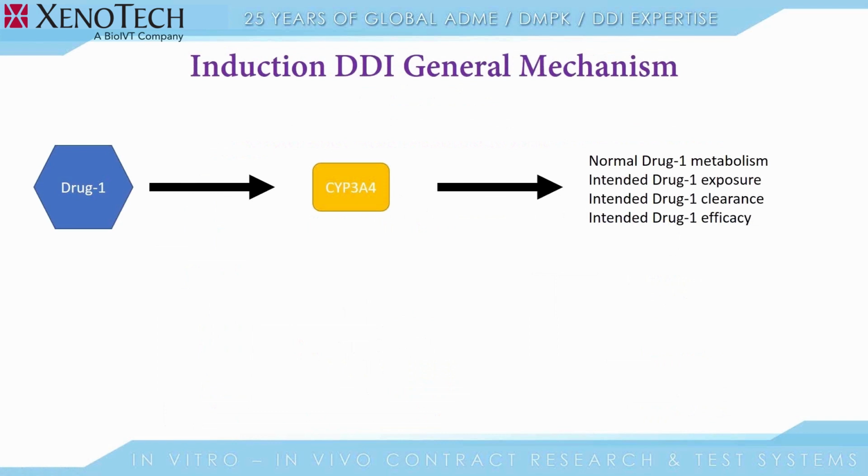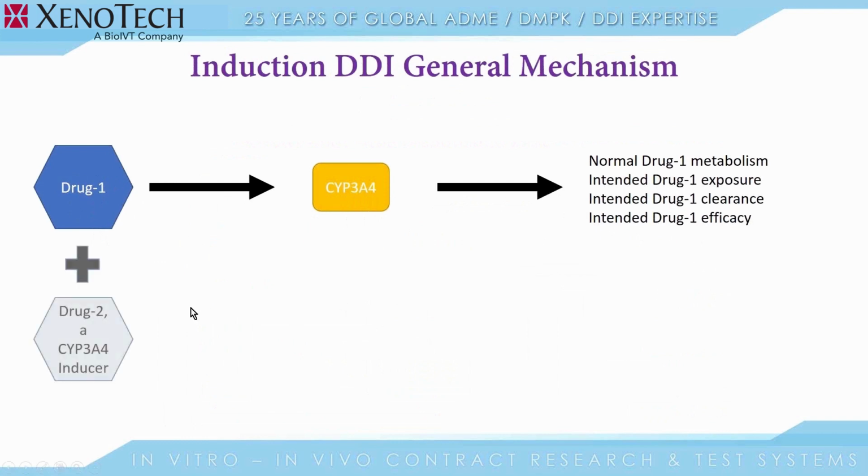So just to illustrate how the general mechanism of induction can lead to drug-drug interactions, I've set up this little example. So in this case, the person is taking drug 1, and drug 1 is metabolized by CYP3A4. And under normal conditions, drug 1 metabolism is normal. The intended exposure to drug 1 is normal. The intended clearance of drug 1 is normal. And the efficacy of drug 1 is normal.